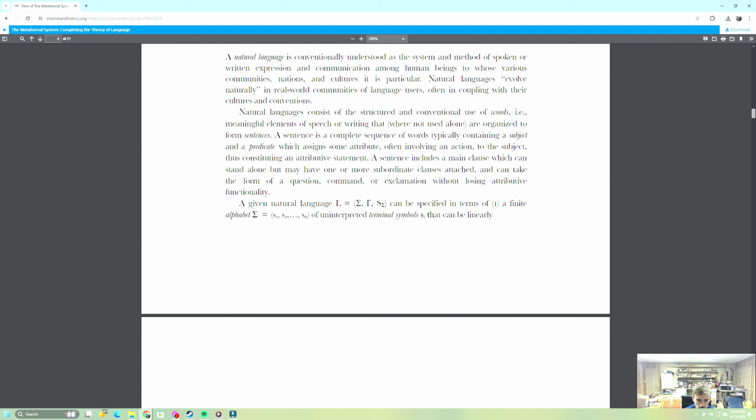A sentence includes a main clause, which can stand alone, but may have one or more subordinate clauses attached, and can take the form of a question, command, or exclamation, without losing attributive functionality.